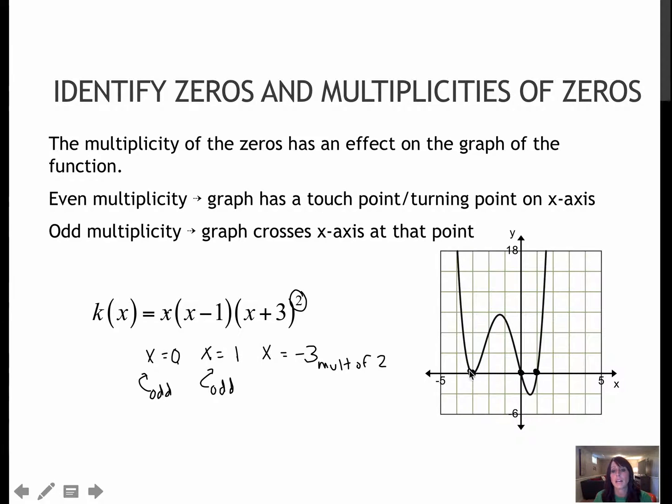My graph comes down, touches it, and then comes back up again. So that would be a touch point and also a turning point. So it touches it, and it also turns and goes in the other direction. So it is possible to have a turning point that's not a touch point. In this case, we would have both a touch and turning point because it's an even multiplicity. So a touch point and turning point on the x-axis, odd, it crosses through it at that point.